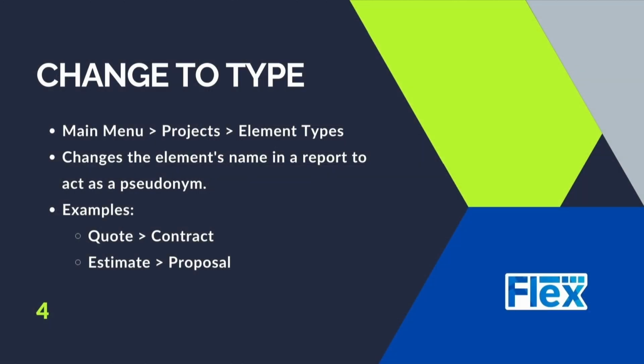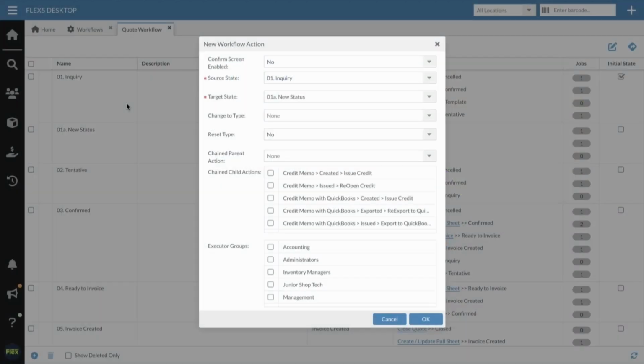Change to type allows me to change the type of this quote. I like to consider element type sort of a pseudonym. So while we may refer to the quote internally inside of Flex here as a quote, you may decide that once that quote is confirmed, we're now going to call that a contract. Or maybe you want to move from estimate to proposal, things like that. So those different types of names that you can give to this element, you can move from one to the next by using the change to type option in here.